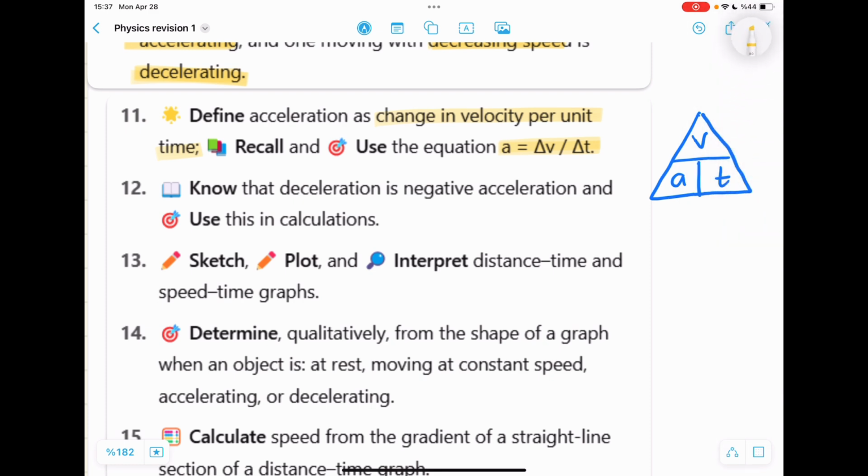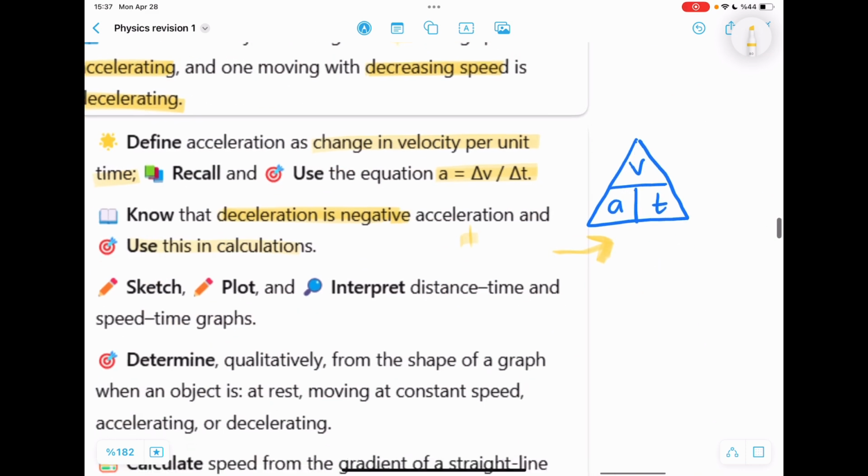Now, of course, you need to know that deceleration is negative, and acceleration is positive. You need to use this in acceleration. So basically, it's a very important formula, same as the one above.